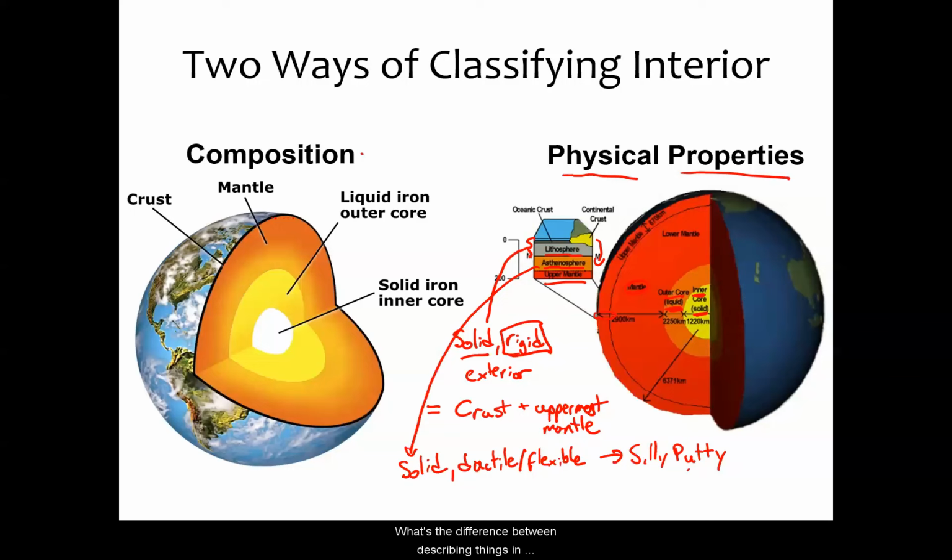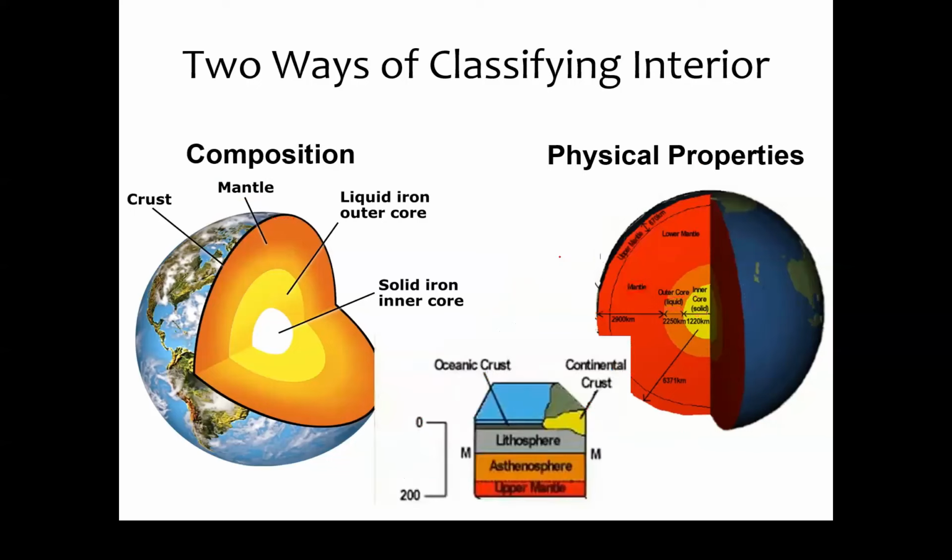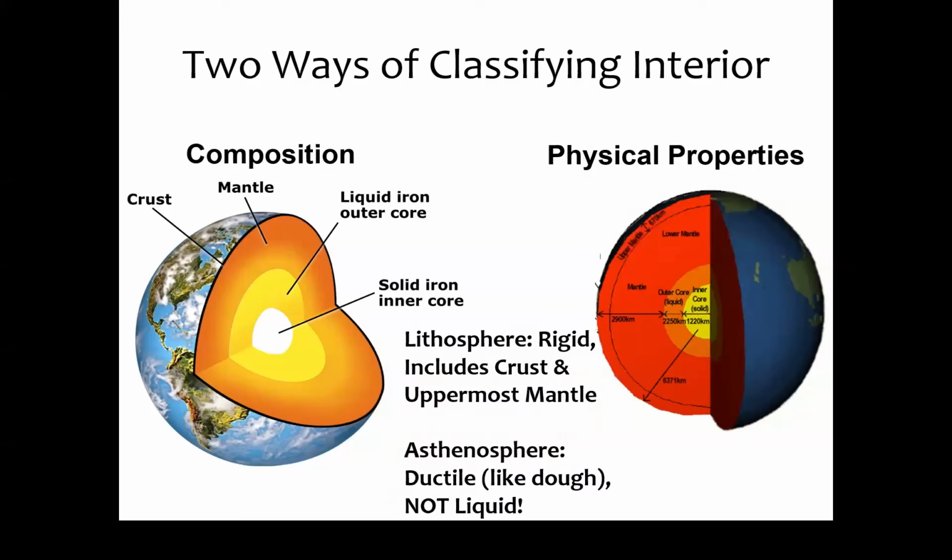So that's the difference between describing things in terms of composition, that's crust and mantle, or in terms of physical properties, where the exterior of the Earth is the lithosphere and the asthenosphere. So there's a zoom in of that, just so you can see that a little bit more. Lithosphere, remember, is the crust, both continental and oceanic. Turns out those are different. And the upper mantle. There you go.